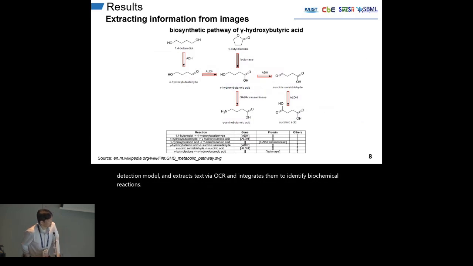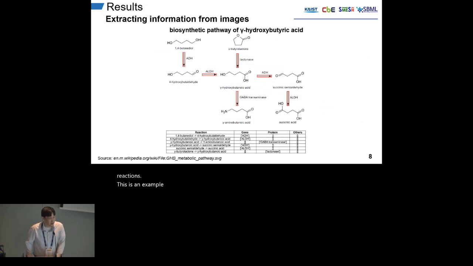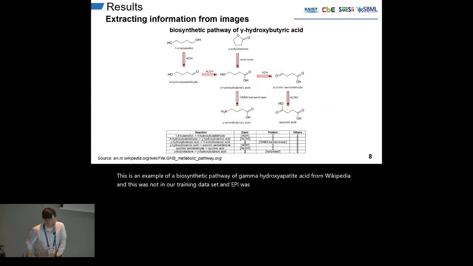This is an example of a biosynthetic pathway of gamma hydroxybutyric acid from Wikipedia, and this was not in our training data set. And eBPI was able to extract and structure biochemical reactions in a tabular format successfully.